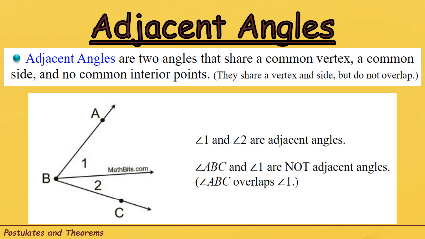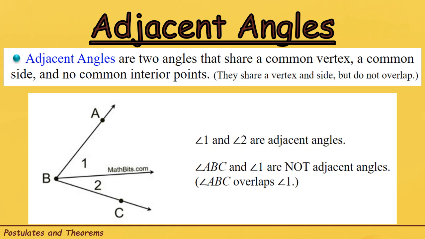Bakit kaya naging adjacent angles ang angle 1 at ang angle 2? So una, they share a common vertex. Ang common vertex nila is point B kasi parehas silang may point B dyan. At yun ang parehas nilang vertex. Also, they share a common side. Yes, they share common side and no common interior points. Okay, because angle 1 is different from angle 2. Okay, so sa madaling salita, pag sinabi nating adjacent angles, ito yung dalawang angles na magkadikit or magkasunod. Magkasunod silang angles. So therefore, angle 1 and angle 2 are adjacent angles.